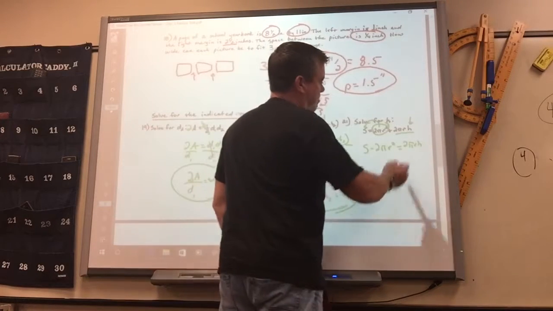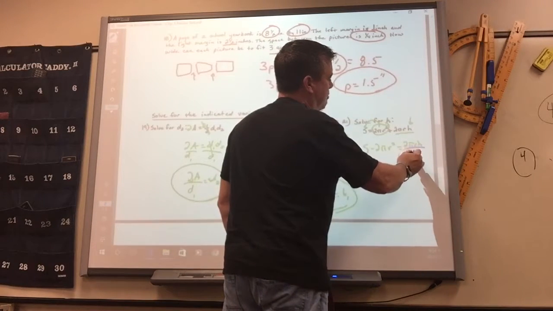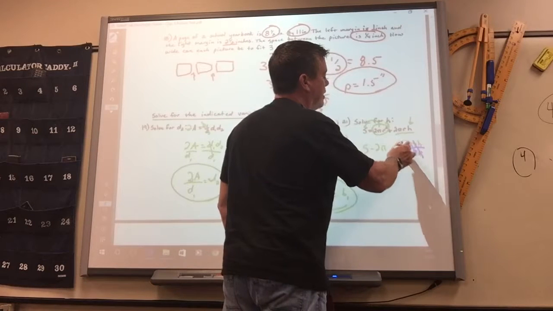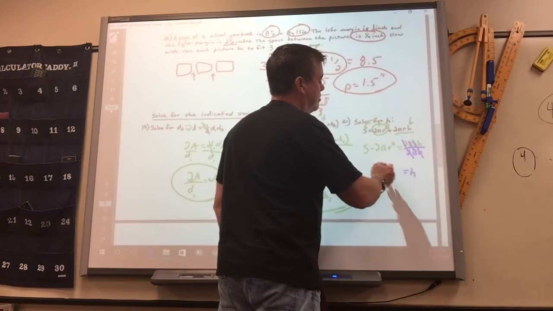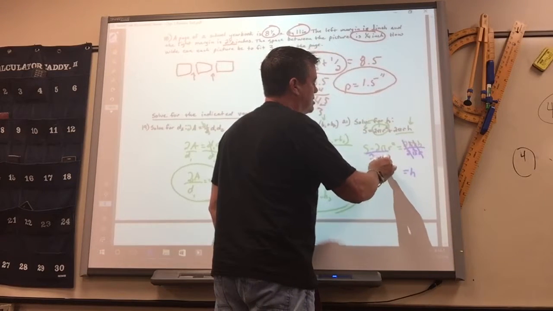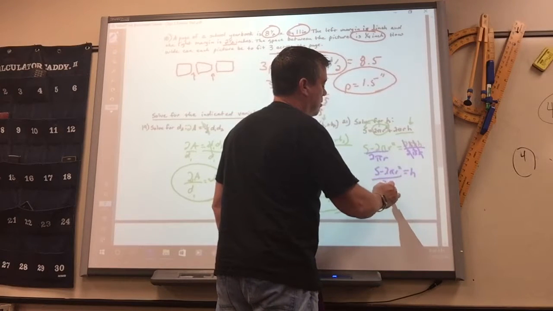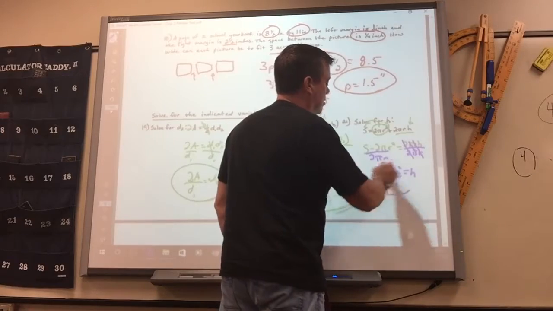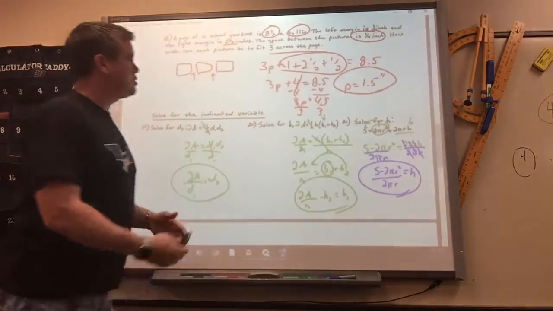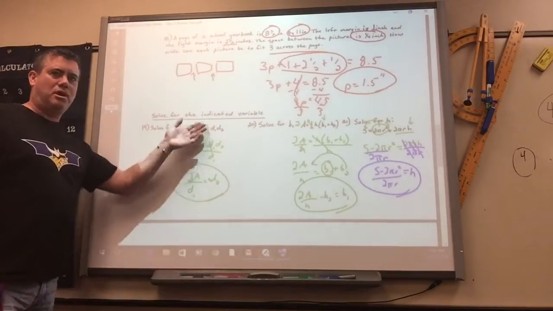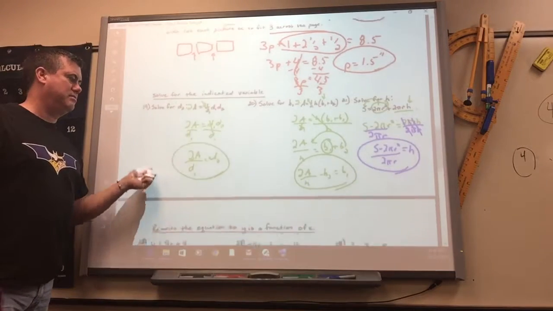So then the last step, since it's all multiplied, just divide by 2 pi r. That'll get rid of all of them, getting the h by itself. So divide the whole side by 2 pi r. So remember, when they say solve for that letter, that means get the letter by itself.